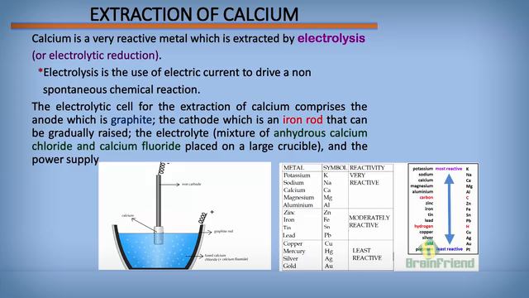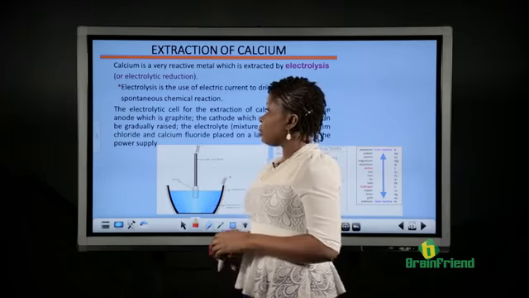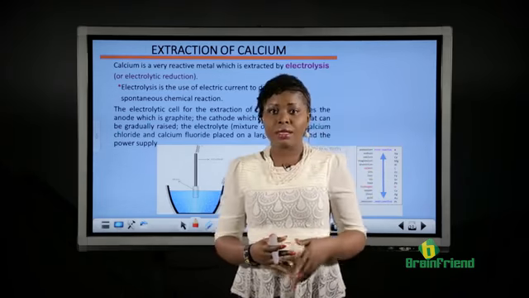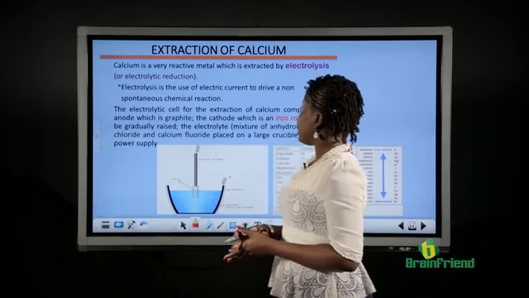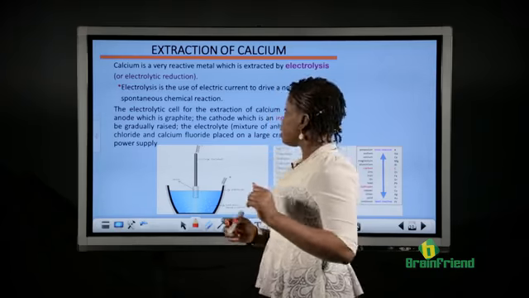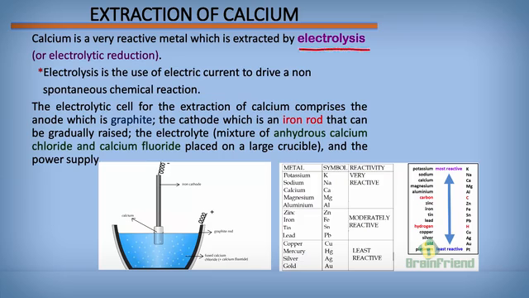We'll be looking at the extraction of calcium. All right, so we say that alkaline earth metals are very reactive metals, so calcium is no exception. It's a very reactive metal, okay? And it is extracted by electrolysis, or otherwise what we call electrolytic reduction. Of course, we see that calcium is one of the metals on this reactivity table that are graded under very reactive metals. So these metals are mainly extracted by electrolysis, all right?